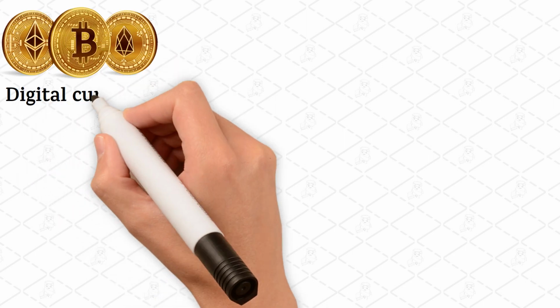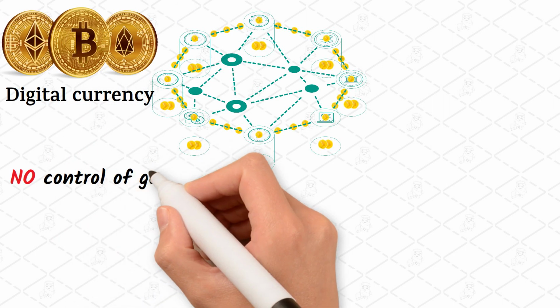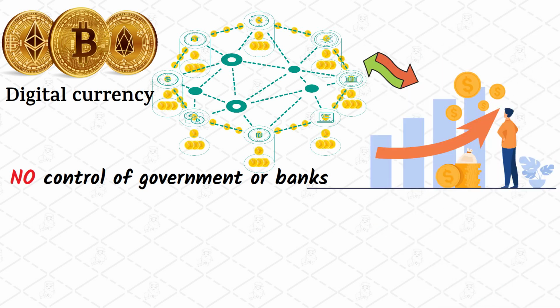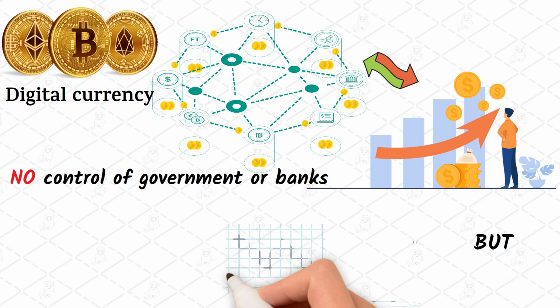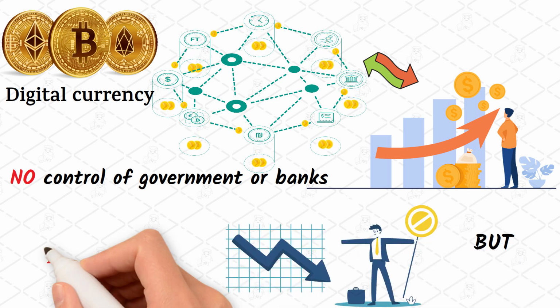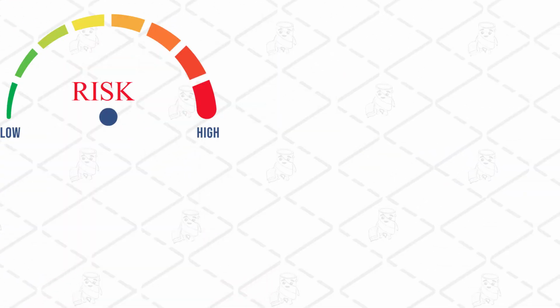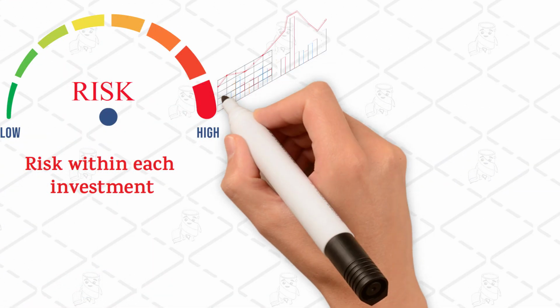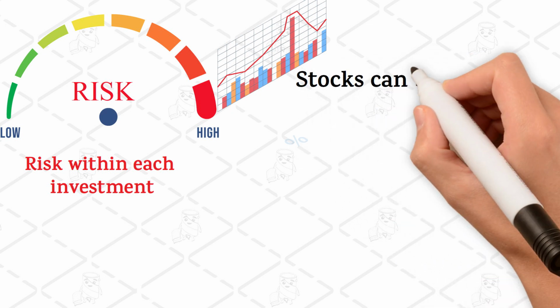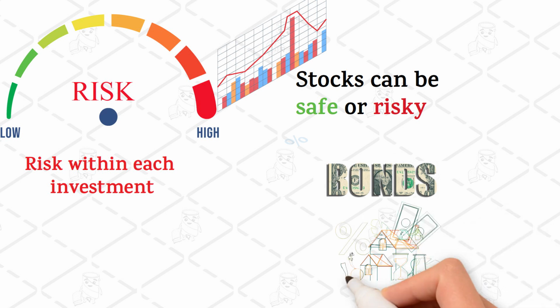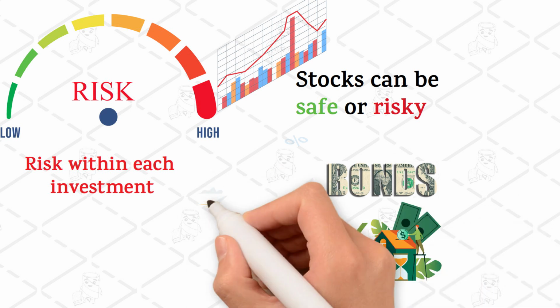Cryptocurrency is digital currency that is decentralized from the control of government or banks. Cryptocurrencies have created large returns for early investors, but have also experienced a lot of growing pains, resulting in many investors losing money. There's a wide variety of risk within each investment type as well. Some stocks are very safe, while some are very risky. The same could be said of bonds and real estate deals and commodities.